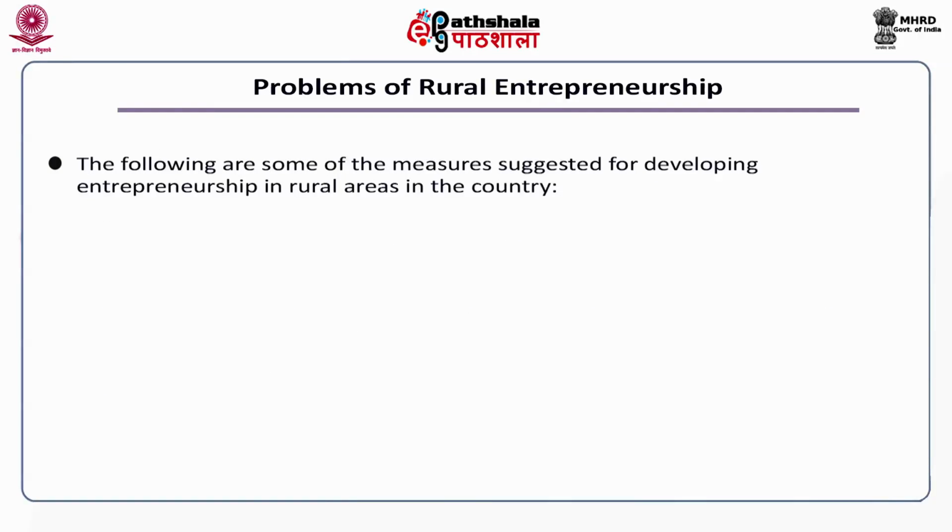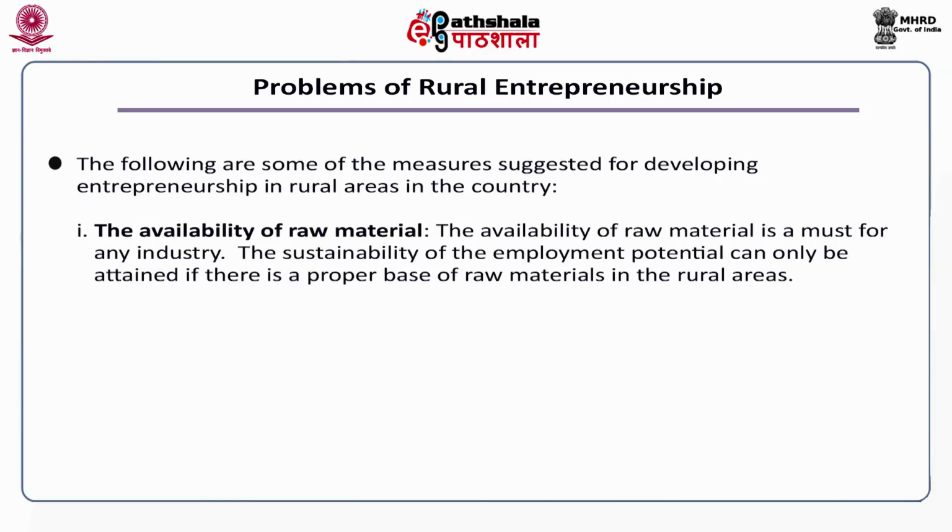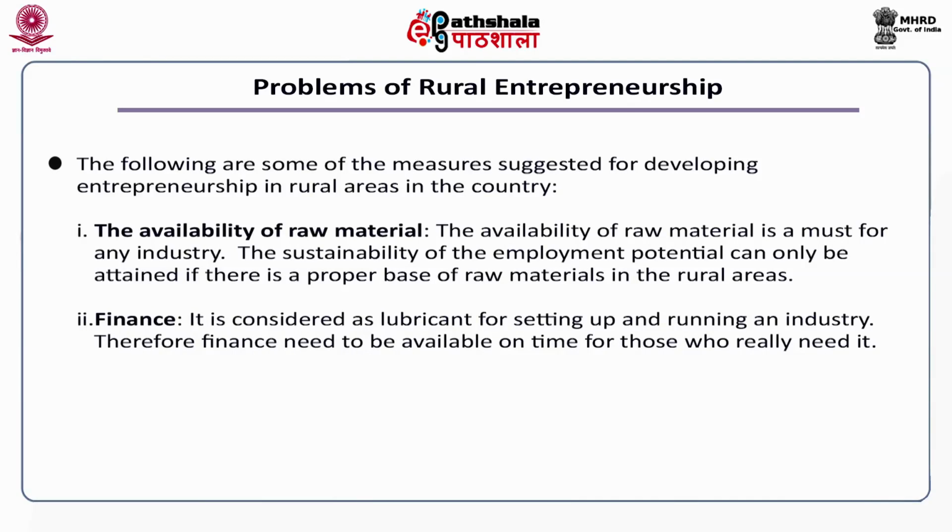The following are some of the measures suggested for the development of entrepreneurship in rural areas in the country. One, the availability of raw material. The availability of raw material is a must for any industry. The sustainability of the employment potential can only be attained if there is a proper base of raw materials for the rural area. Second is finance. It is considered a lubricant for setting up and running an industry. Therefore, finance needs to be advanced on time to those who really need it.